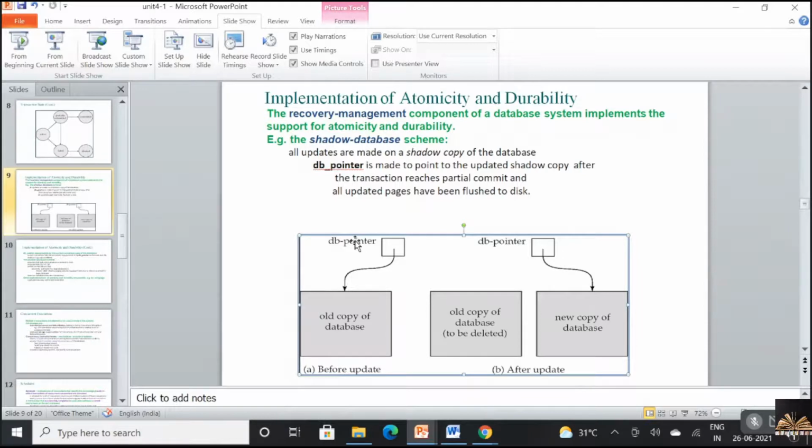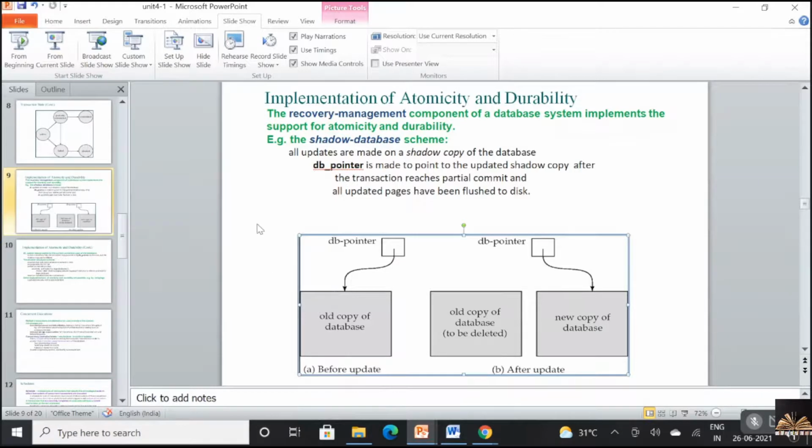So my database pointer is made to point to the consistent copy. Now see, whenever there are some changes being performed with respect to a transaction, they would be reflected on the shadow copy, not on the original copy.